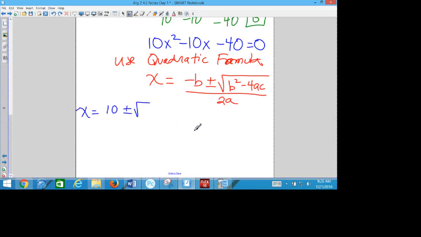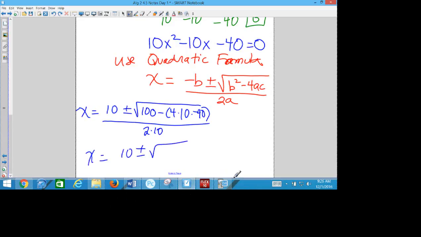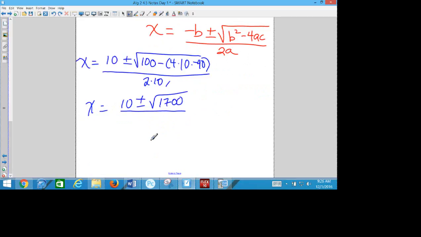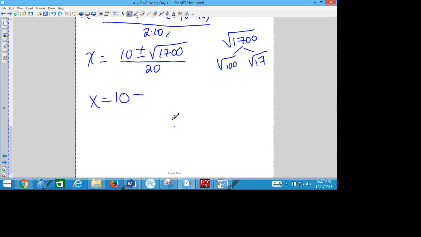So x equals 10 plus or minus square root 100 minus 4 times 10 times negative 40 all over 2 times 10. And then we simplify. 10 plus or minus square root of 1700 over 20. Okay, then we say does 1700 simplify? Yes, it does. It's not a perfect square, but it does have a perfect square that will come out of 1700. 100 and 17? Okay. So now we have 10 plus or minus 10 square root 17 all over 20.